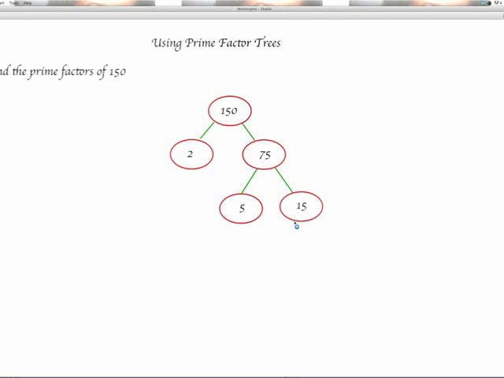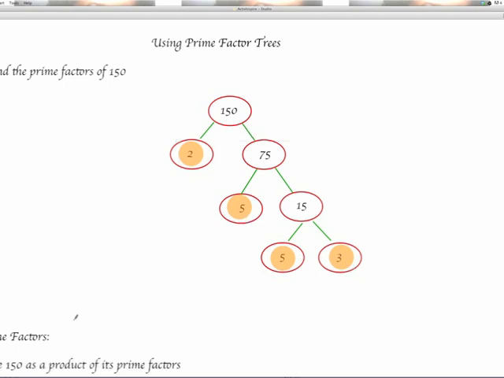5 times 15 gives me 75. 5 is a prime number, so I leave it. I look at the 15 and I've got 5 times 3. So now my prime factors are 2, 5, 5 and 3. My prime factors are going to be 2, 3 and 5.